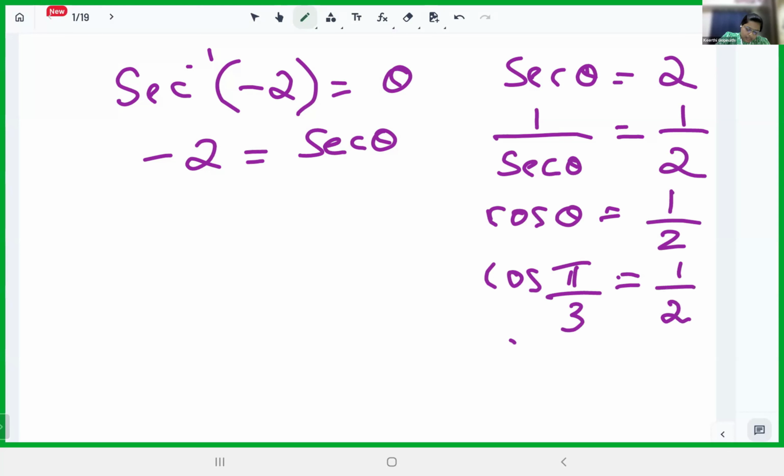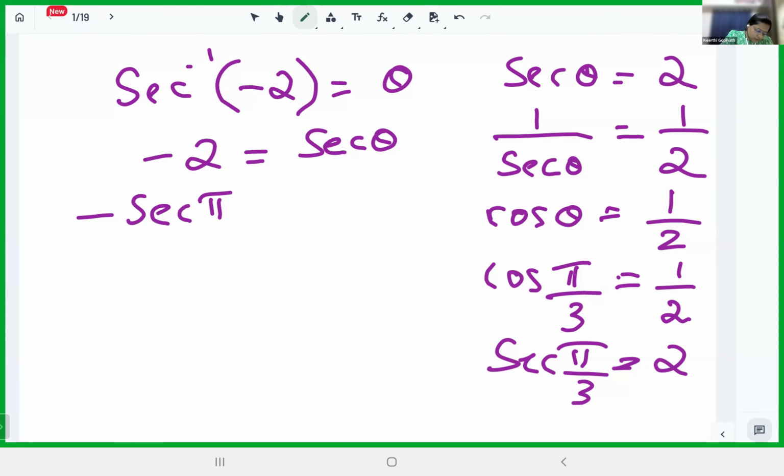Which means sec pi by 3 is 2. So instead of 2, we can write sec pi by 3. Sec pi by 3 is equal to sec theta.